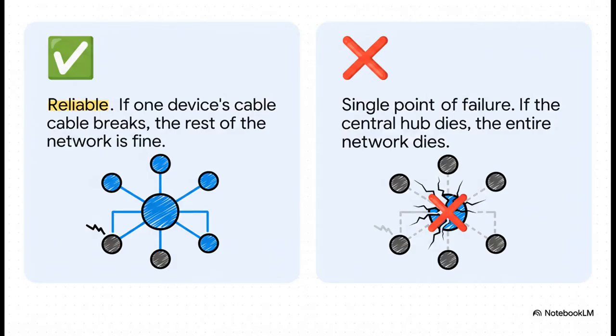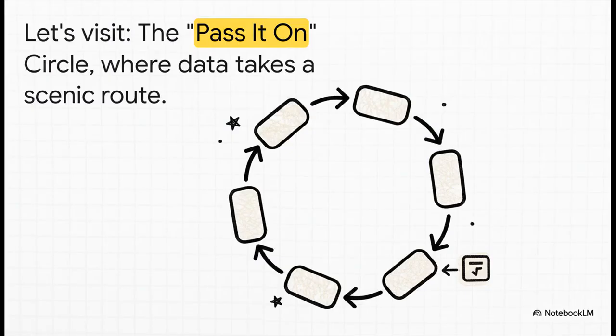And here you can really see its core strength and its major weakness. If the connection to your laptop fails, no big deal. Your phone and your smart TV are still online. But it has a single point of failure. If that central router dies, everything goes down with it. Our next destination is a little bit different.